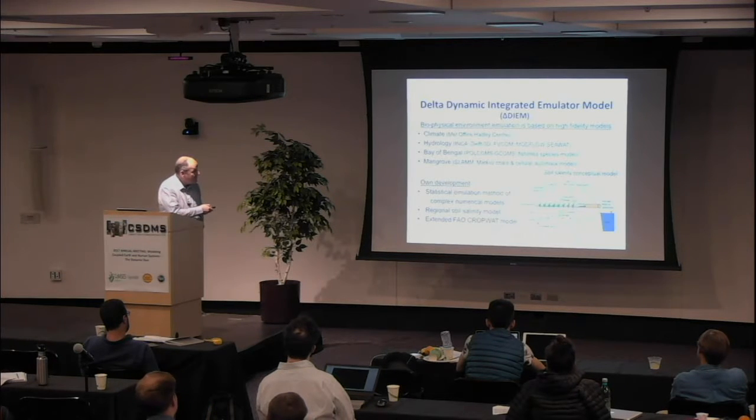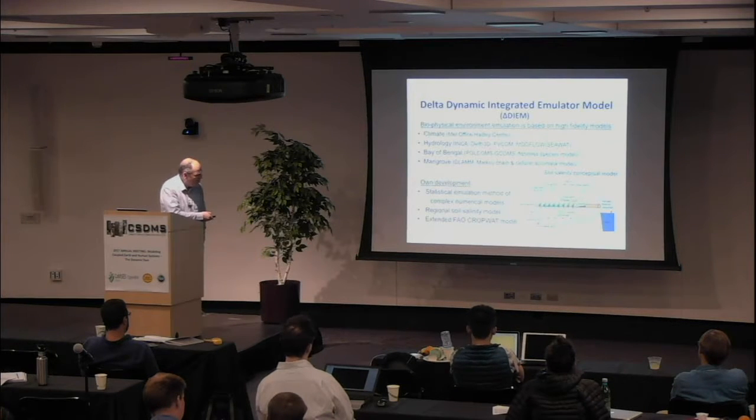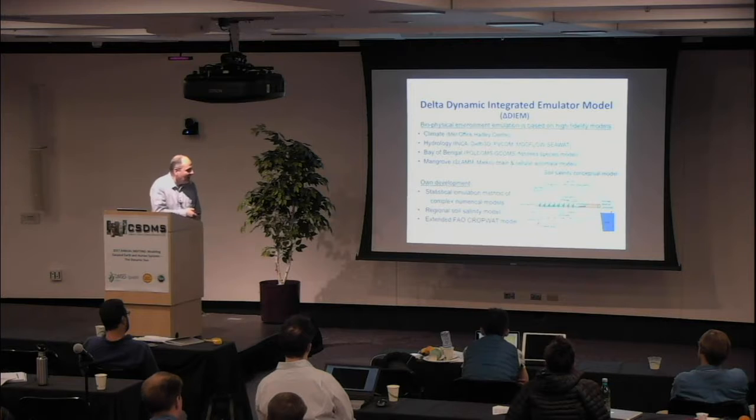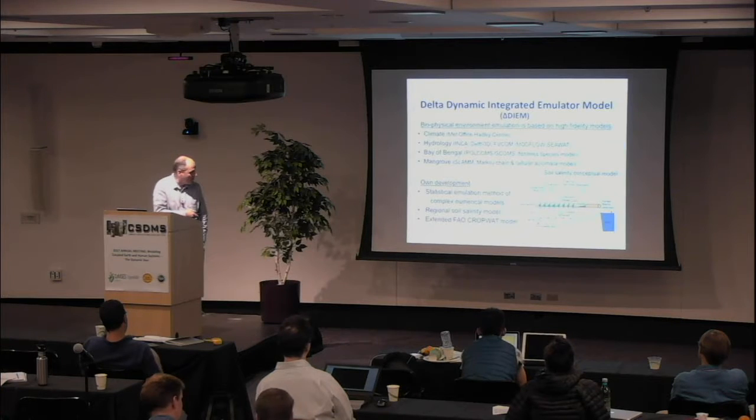So aspects that were done within the model, I mean, we brought in biophysical emulation of these types of aspects: climate, hydrology, mangroves, etc. And then certain aspects were developed within the model, including a salt balance, crop work was extended, and the emulation of the numerical models.